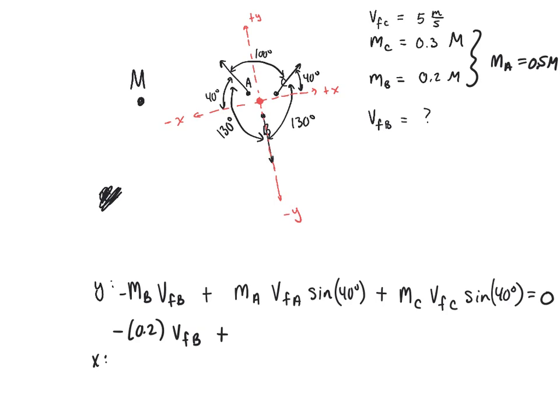Object A is 0.5. The velocity of object A afterward is unknown, so that's another unknown, VFA in the middle there. So this is 0.5, VFA sine 40. The mass of object C is 0.3. VFC is 5, and then times sine 40. So let's fill in all of our unknowns there. I should have some energy now.